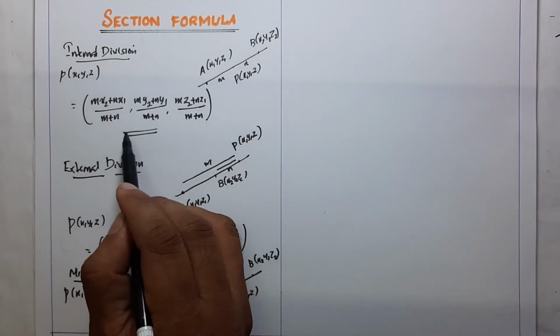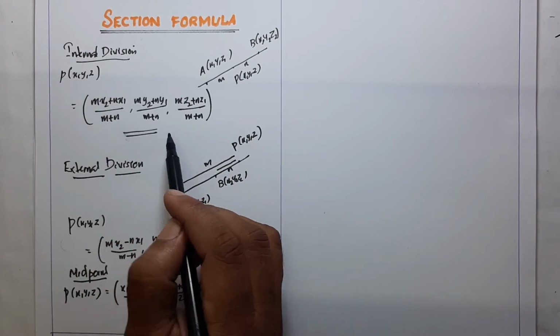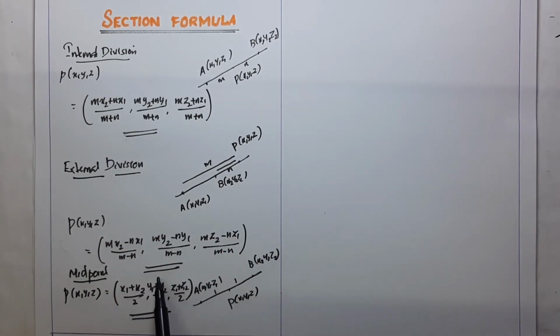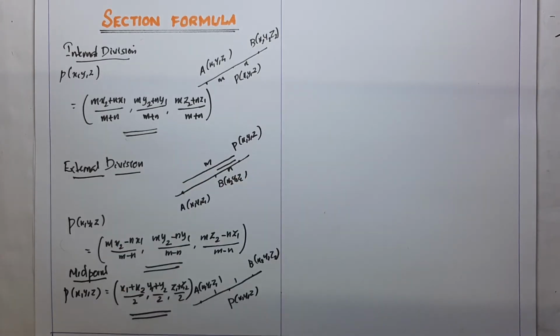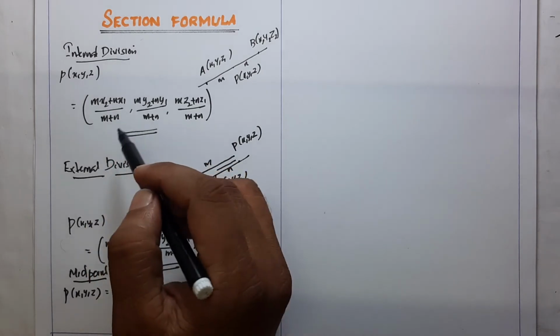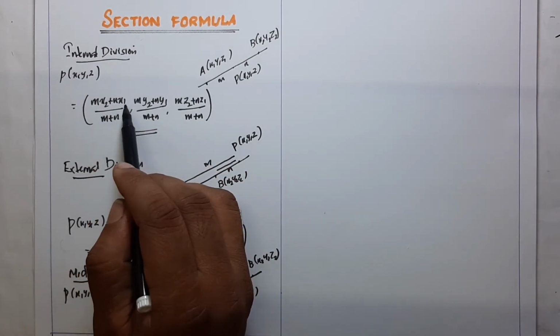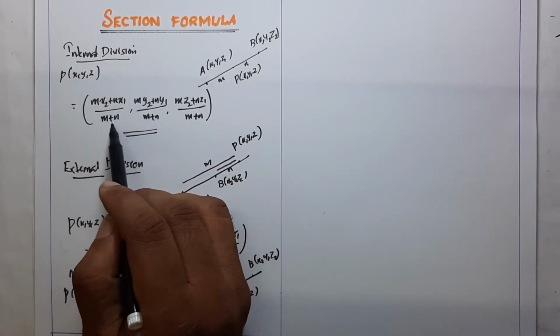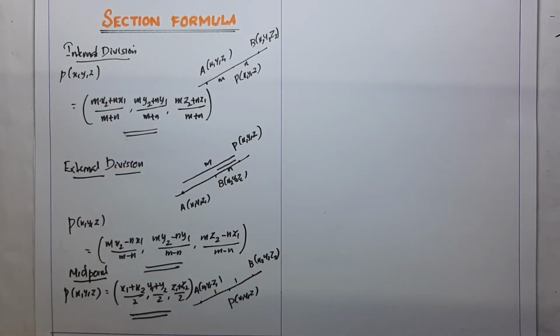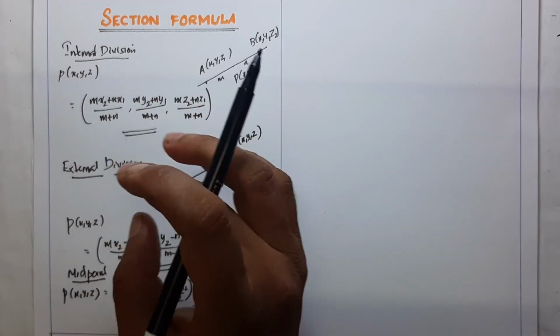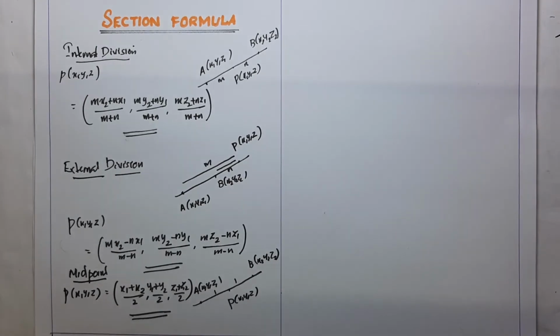This is called the section formula for internal division. This formula is called the section formula for external division, and this is called the midpoint formula. Actually, the midpoint formula is developed using internal division. Here m and n are equal, and therefore (1 x2 + 1 x1)/(1 + 1), that is (x1 + x2)/2. Using this formula, we get this formula also: (x1 + x2)/2, (y1 + y2)/2, and (z1 + z2)/2. That means these are the main three formulas regarding the topic section formula.